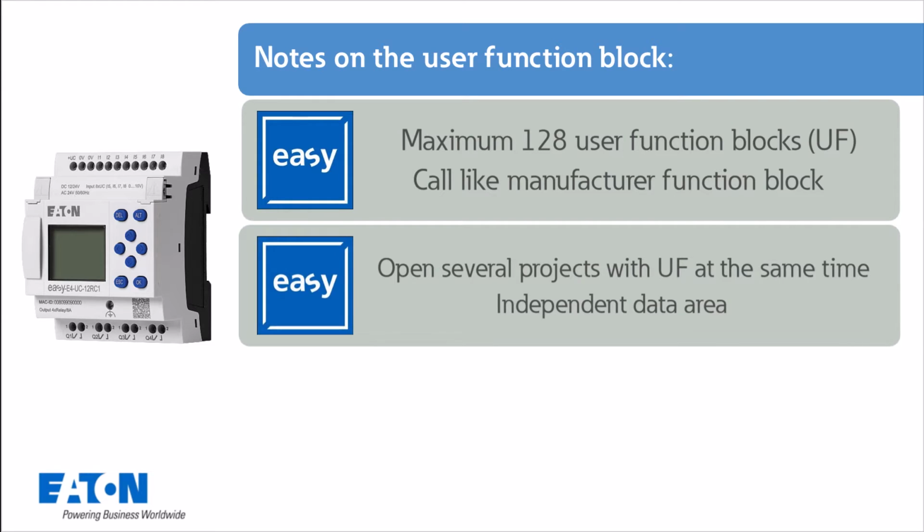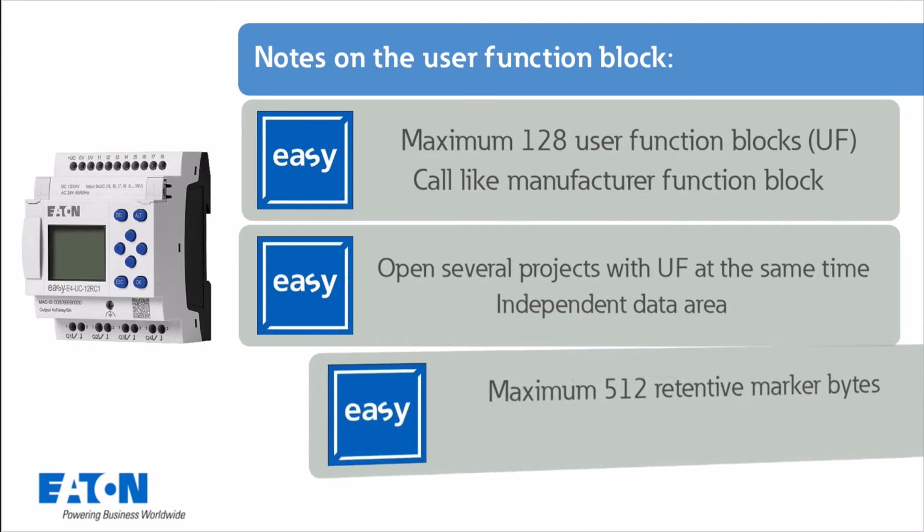The user function block has its own data area. For example, the Q01 of the main program is a different output than the Q01 of a user function block. This also applies to the command management of the user function block and the main program.